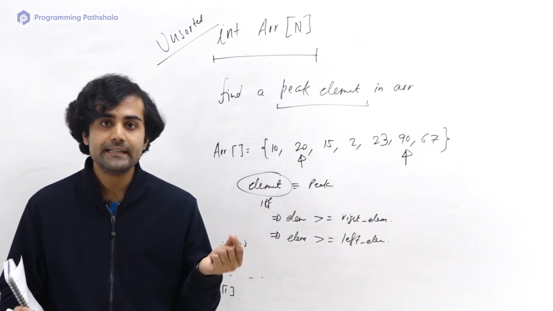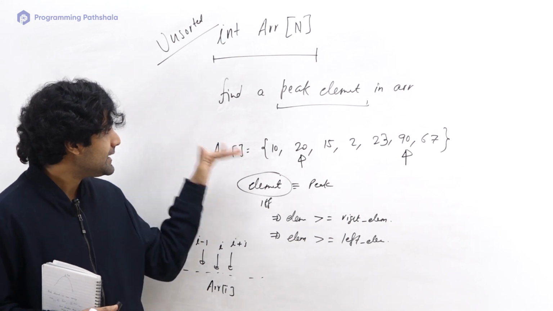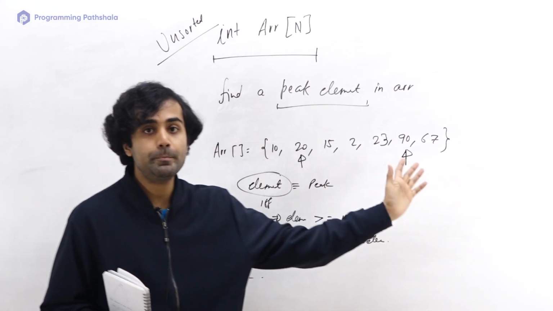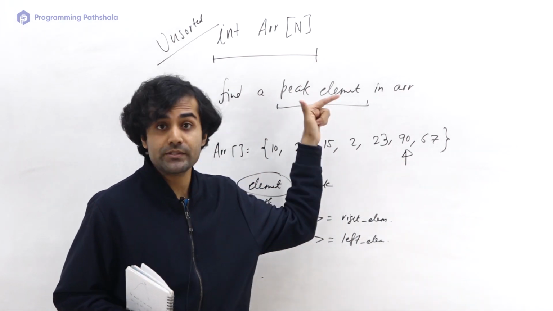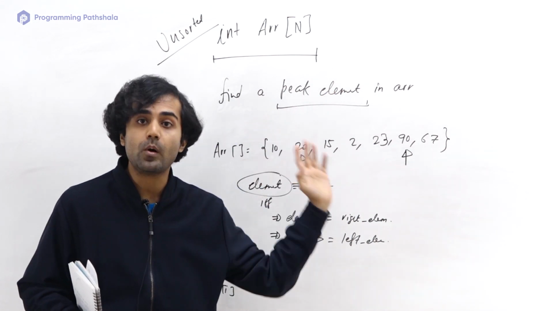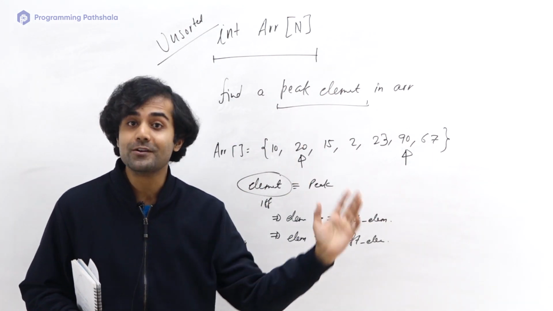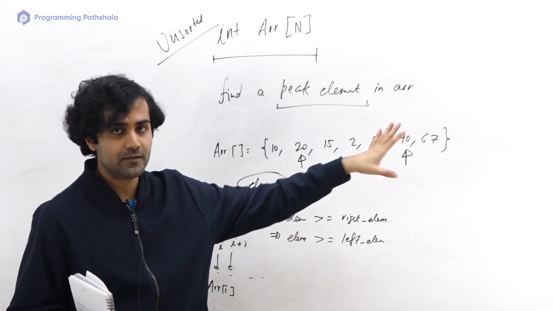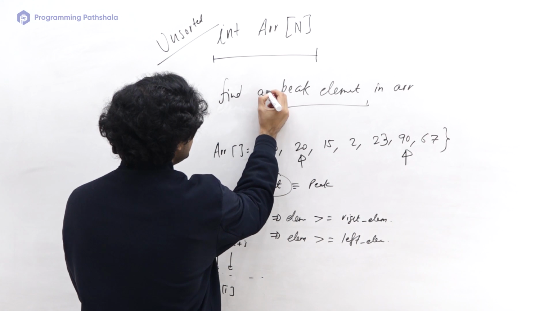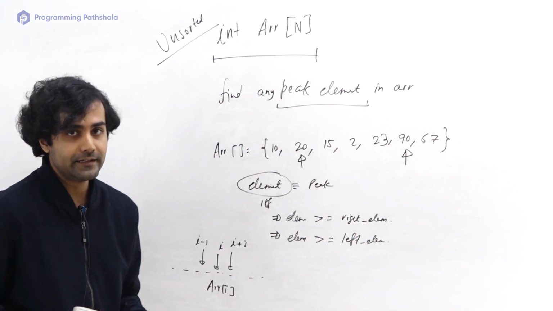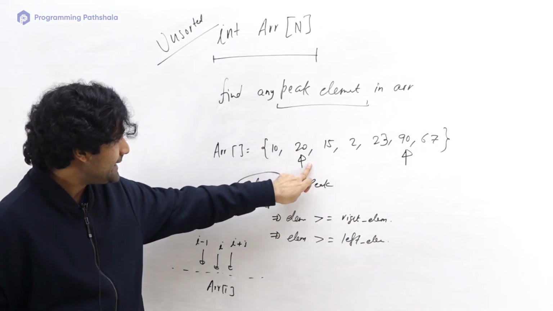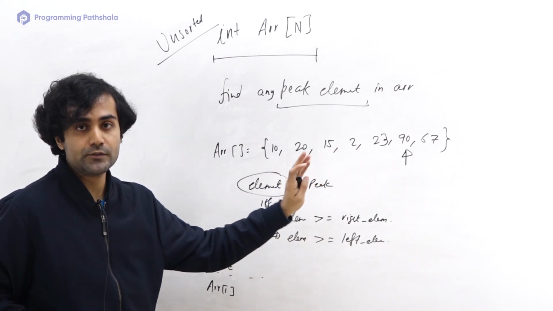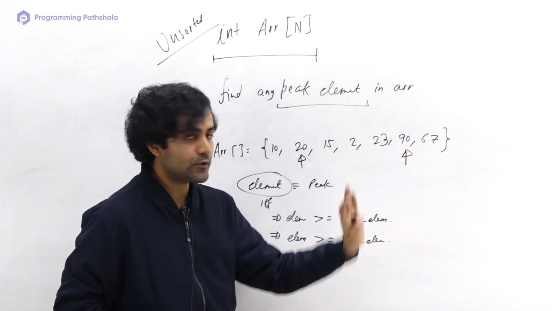One thing we should all notice is that given a random array, there can be multiple peaks in it. But what is the question saying? The question is not asking you to print or return all the peak elements. It is simply telling you to find any one peak element. So you can return 20 from your function, then it passes. You can return 90, then also it passes.